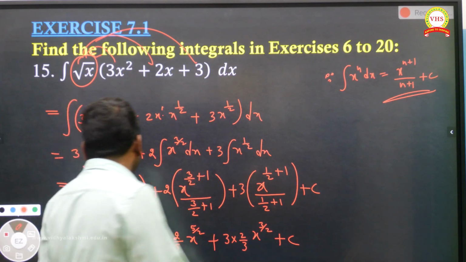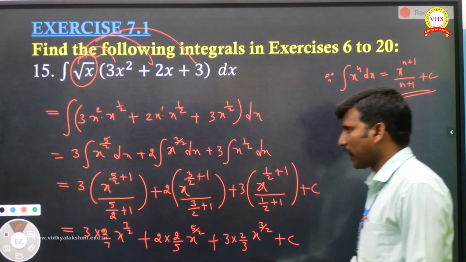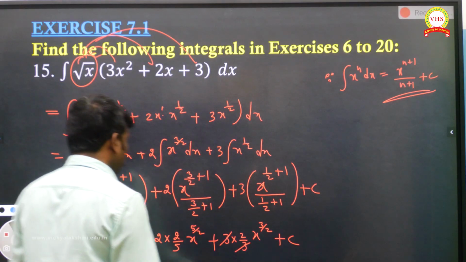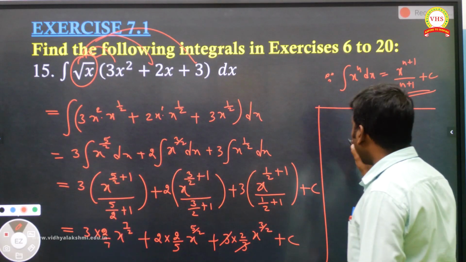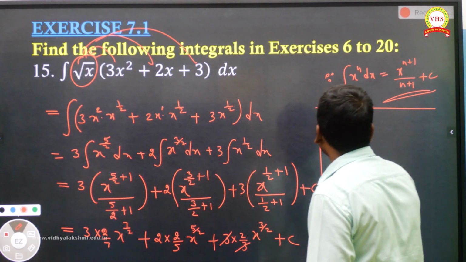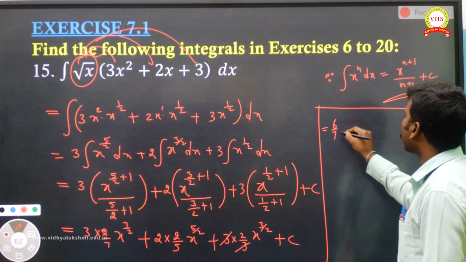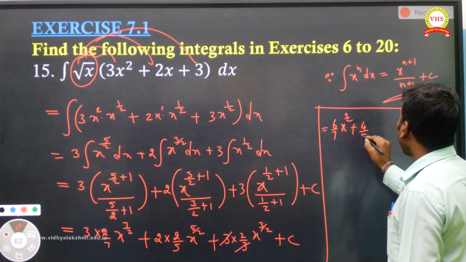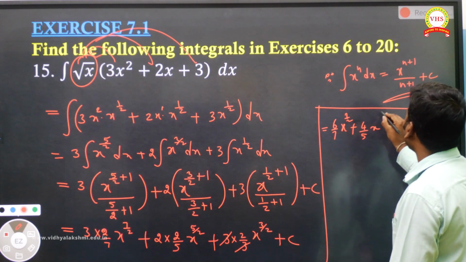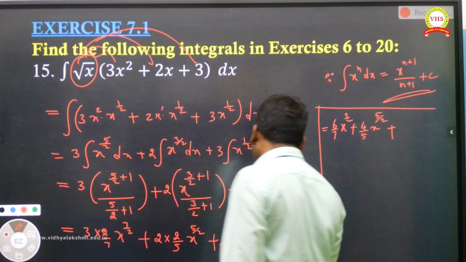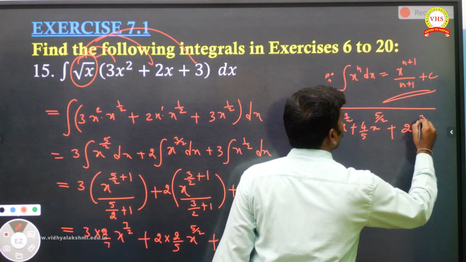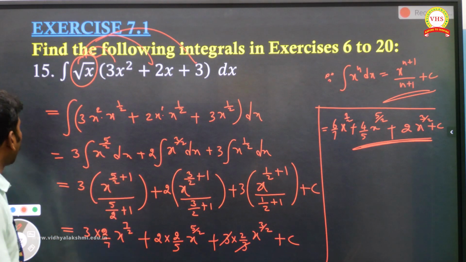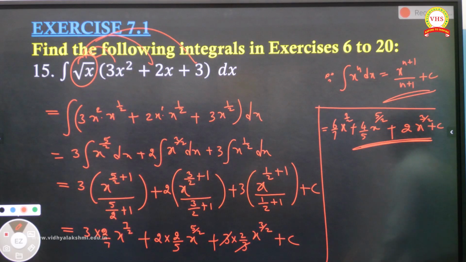That's it. Suppose anything is possible to cancel, you can cancel. This 3 is cancelled, you can do it, and the remaining you can write as it is. So what is it then? 2 3s are 6 by 7, 6 by 7 x power 7 by 2 as it is, plus 2 2s are 4, 4 by 5, and x power what we have? 5 by 2, plus, like that, just 2 here, 2 into x power 3 by 2 overall 1 plus c. That's it. Is that the required answer for question number 15? Okay, let's go to the next question.